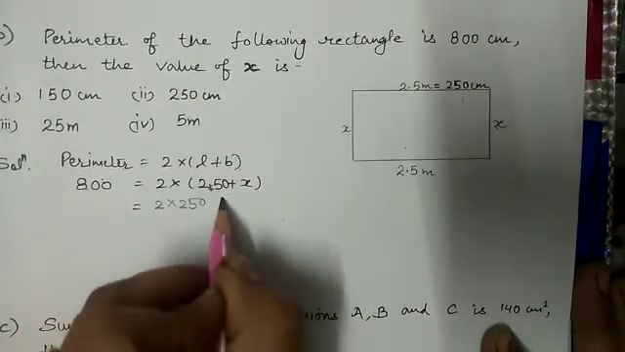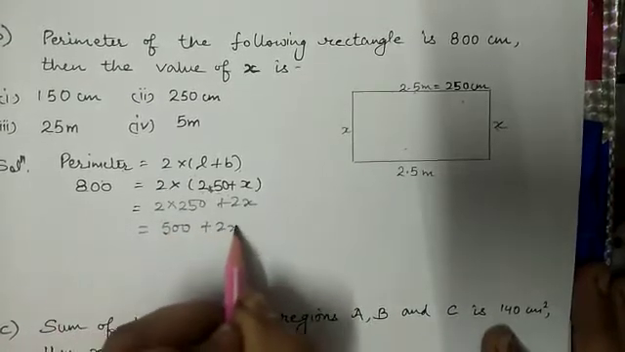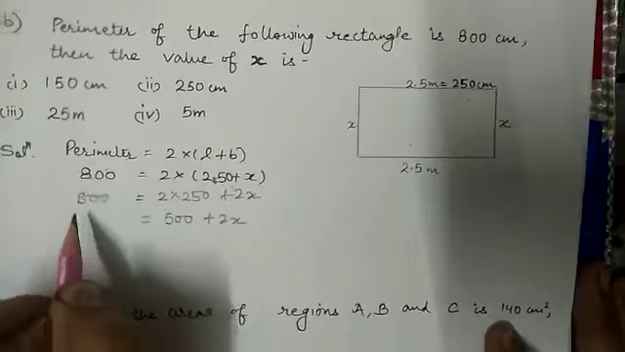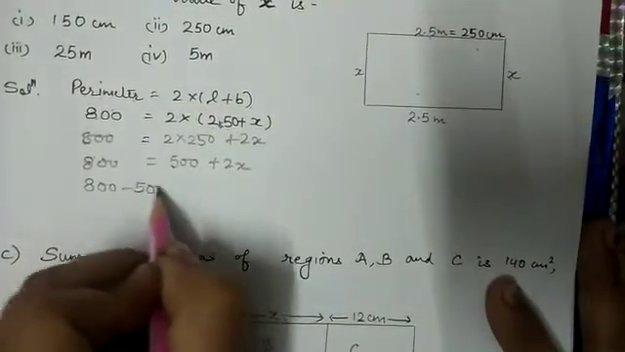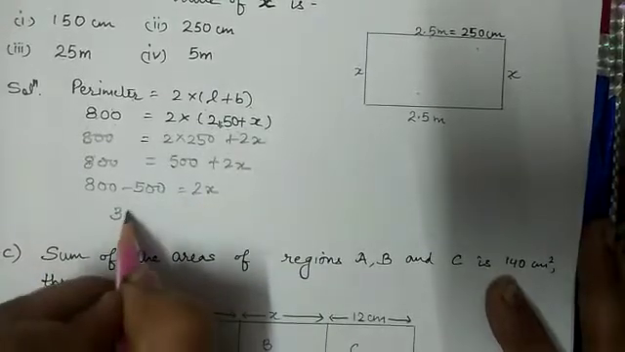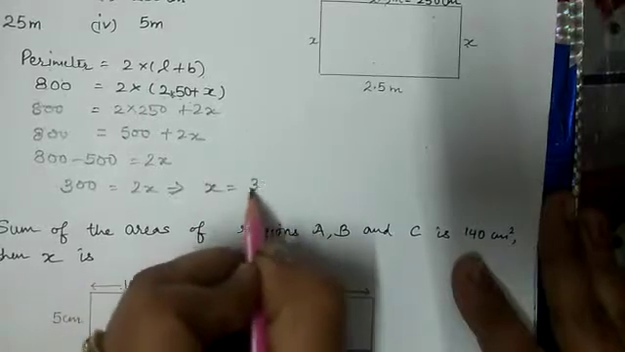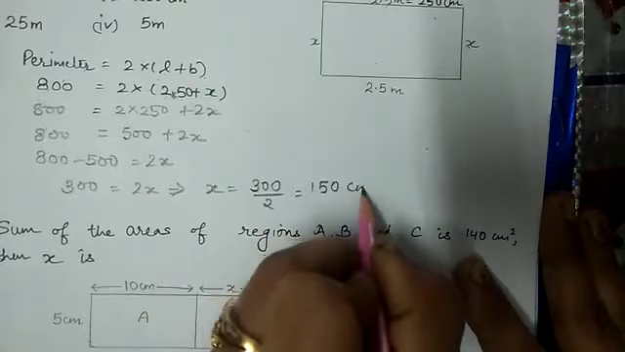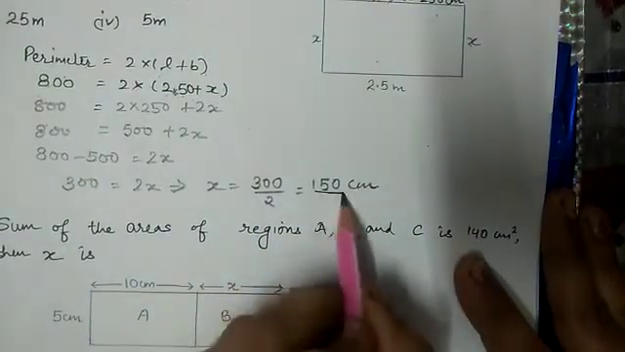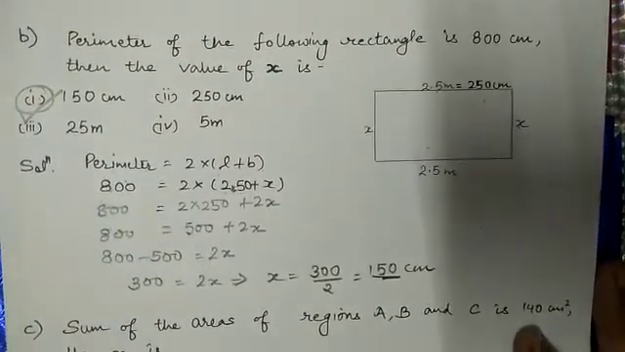When we solve the bracket, we will get 500 plus 2x, and on the left hand side we have 800. Now 800 minus 500 equals 2x, 300 equals 2x. It gives x equals 300 by 2, 150, and that is in centimeters. And the same option is given here. This one, 150 centimeter.